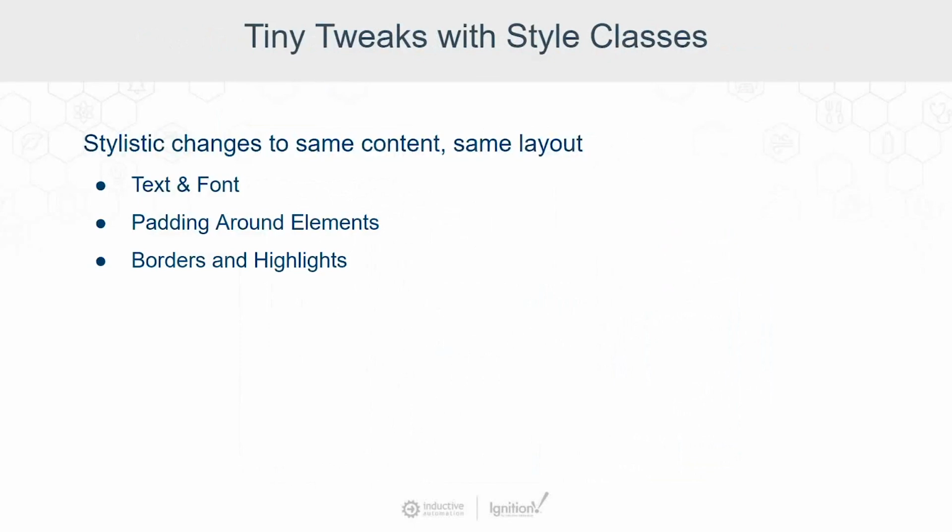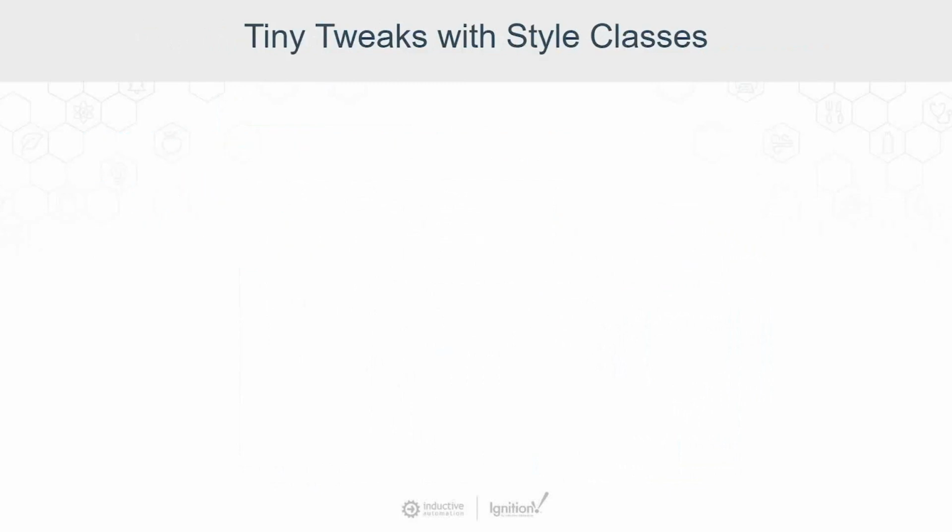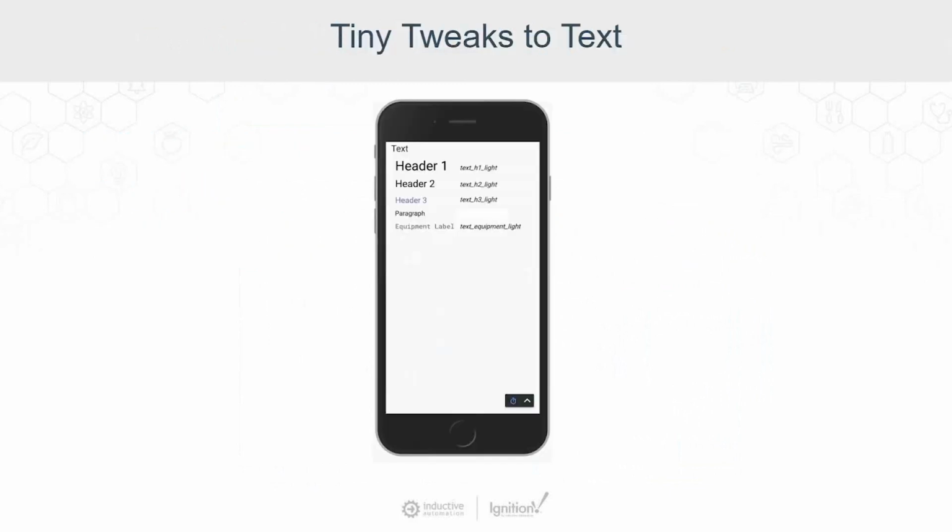Well, just as a reminder, tiny tweaks are basically stylistic changes to the same content, and by content I just mean the text on the screen, the images and stuff like that, and of course the same layout. So we're not changing the structure of the page at all. We're just changing the way certain stylistic parts appear. Like Ray mentioned, we're talking about text size and maybe your font changing, or the padding around elements changing, borders, highlights, that sort of thing. Tiny tweaks are actually pretty easy to do and can be very powerful in the right setting.